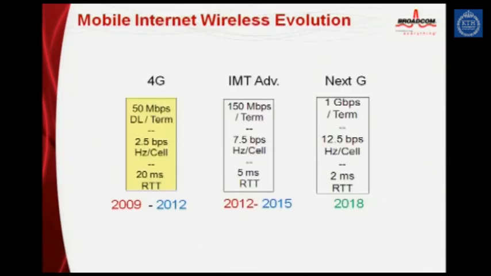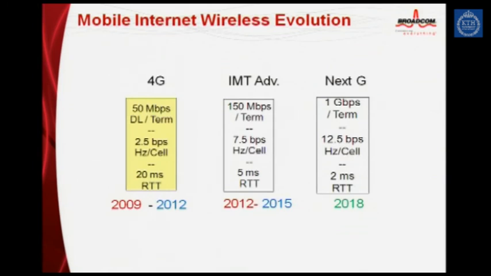So I was trying to capture here some big numbers, some leading numbers of where we are today and where we want to be. Over the last 3-4 years, looking at WiMAX, we were probably able to do about 45 megabits downlink per terminal. A terminal could capture 45 megabits at the very peak levels. And WiMAX and LTE release 9 and 10 are about 2.5 bits per hertz per cell. This is average; cell edge will be lower. And the round trip time, RTT, is about 20 milliseconds.